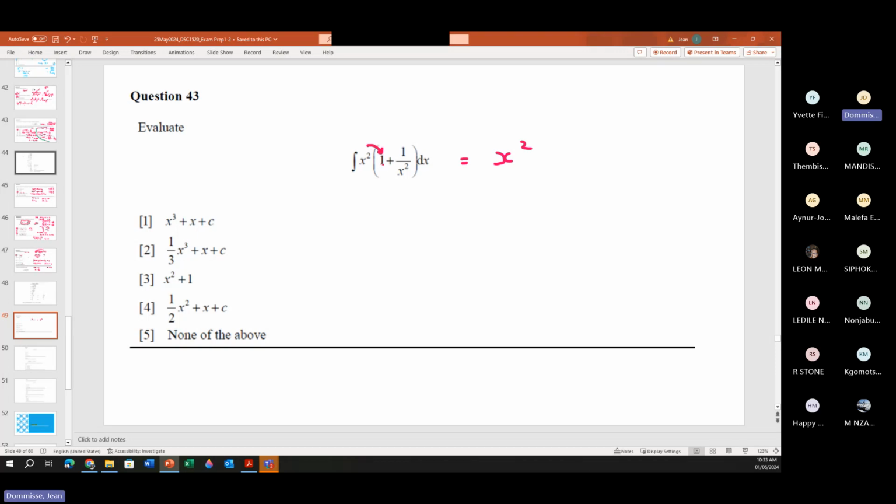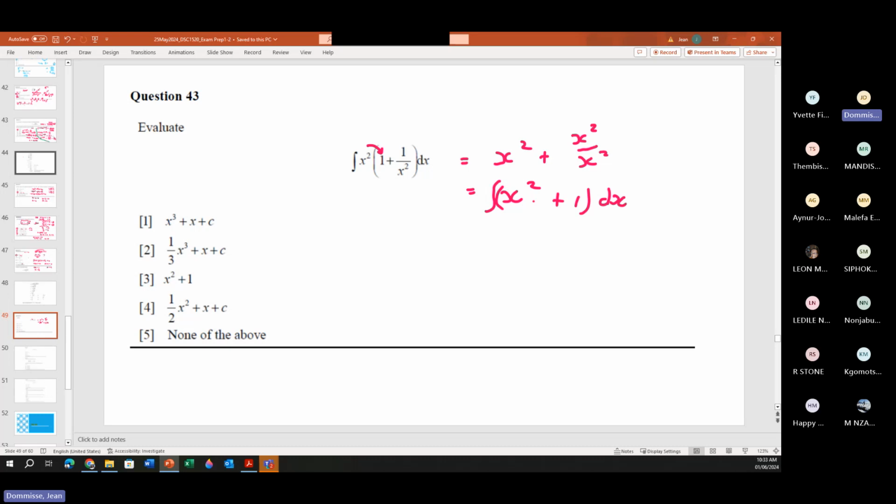X to the power of 2 times 1 is x to the power of 2. X to the power of 2 times that will be x to the power of 2 over x to the power of 2. And so this does become a bit simpler to work with. Okay, so now if I wanted to say, okay, let's integrate that, much simpler to do that.